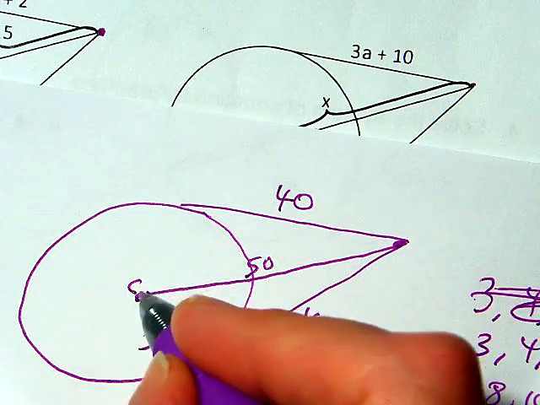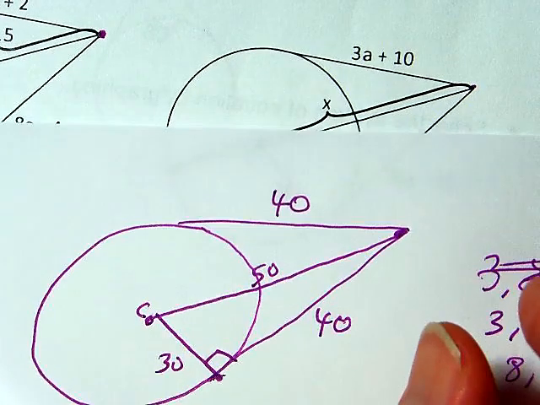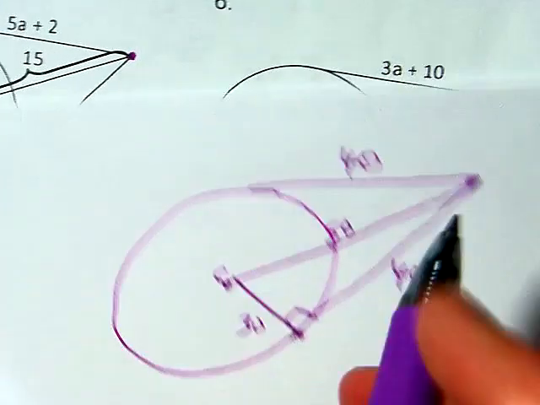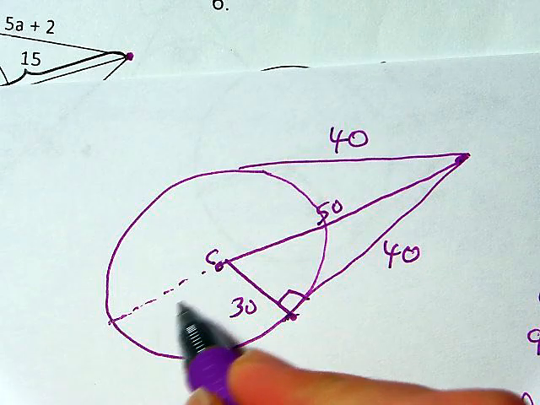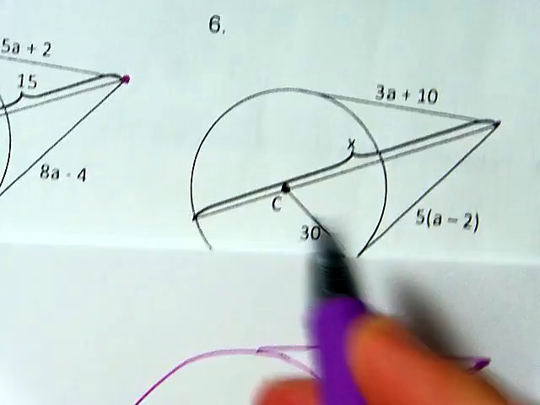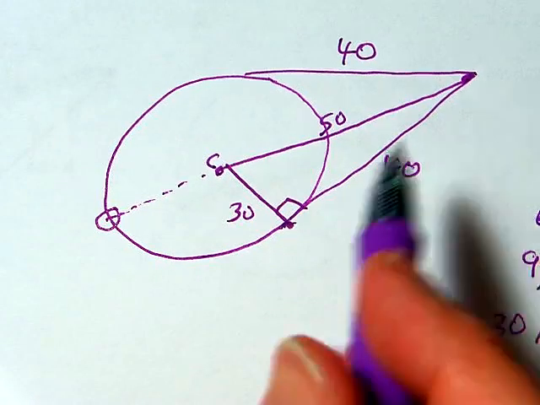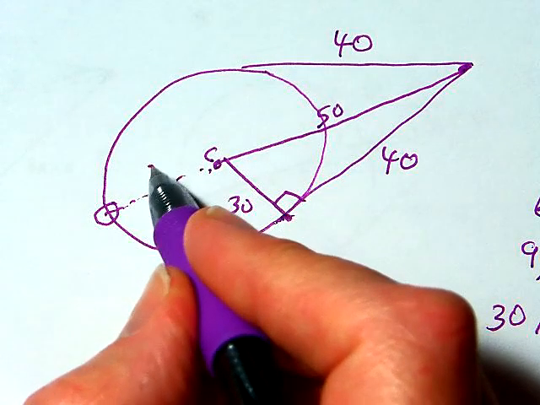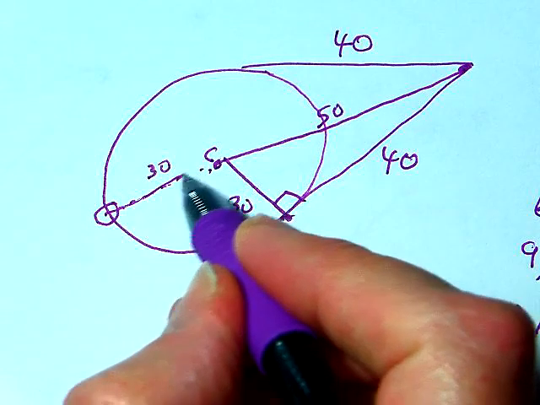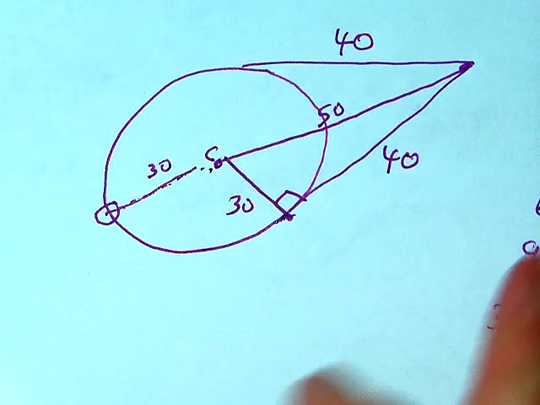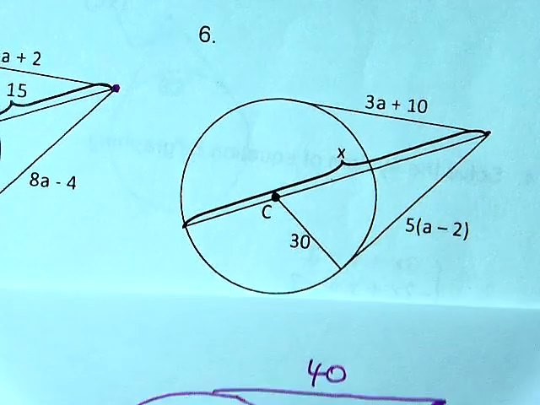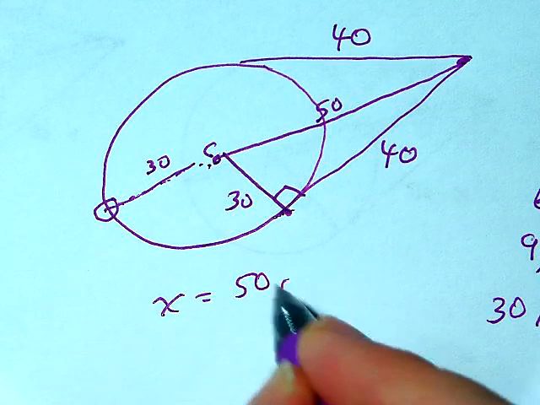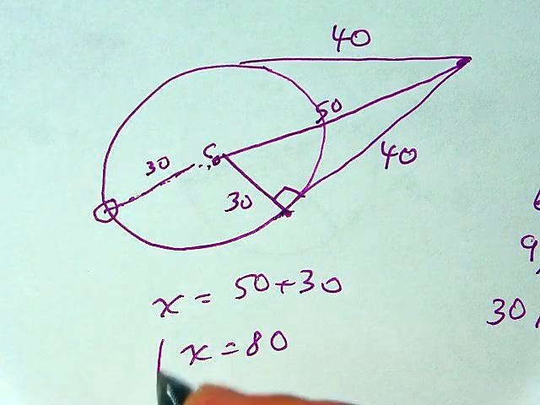So the distance from the center of the circle to the external point is 50. But we have to figure out what the length would be if we extended it all the way to this opposite side of the circle, because that's what this line is. So that's not that hard to figure out. The radius is 30, so this extra distance here has got to be a 30. Okay, so we're adding another 30 onto this 50, which means that the x has got to be 80. So the answer for this problem then is that x equals 50 plus 30, or x equals 80.